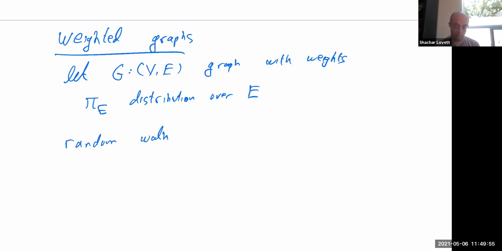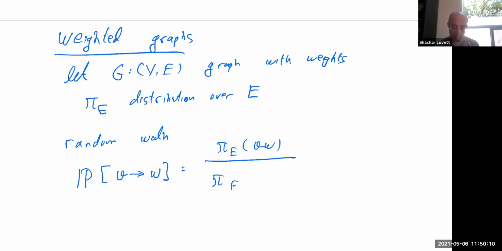The probability that we go from a node V to a node W is going to be the weight of this edge VW, divided by the sum of all the edges from V to U. One way to think about it is that we look at all the neighbors of a node V. The weights are defined by the weights of the edges of the graph, and we choose one of them proportional to its weight.